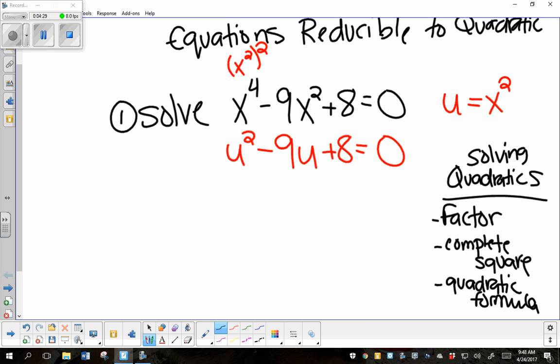If factoring works, we want to factor. So let's go through our options. Would factoring work on this one? Yes. Raise your hand if you can tell me how I can factor this one. Elise?